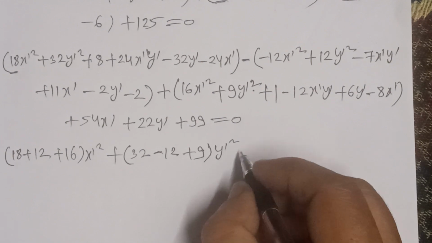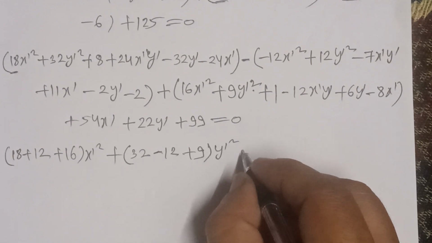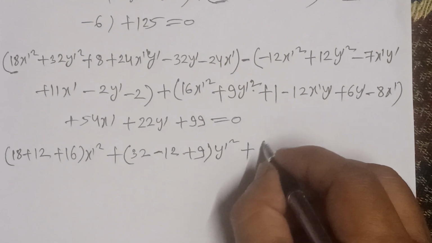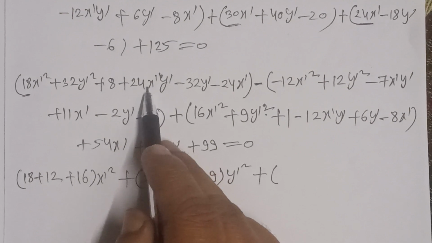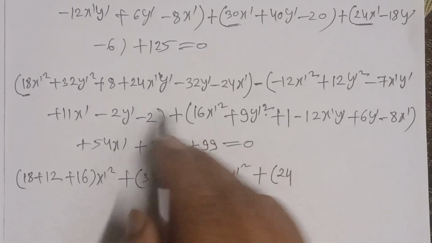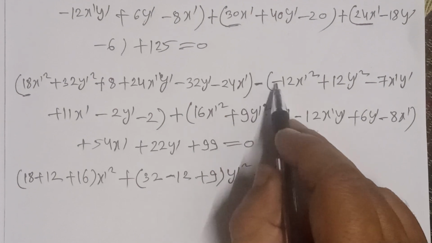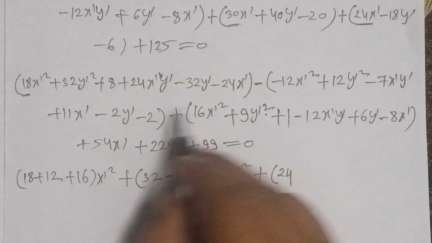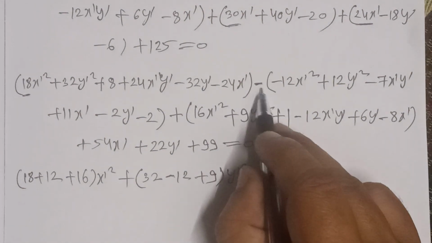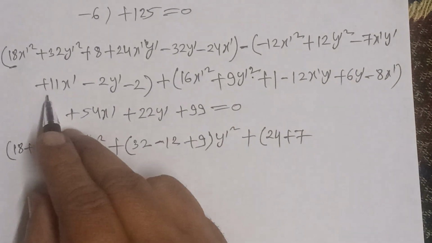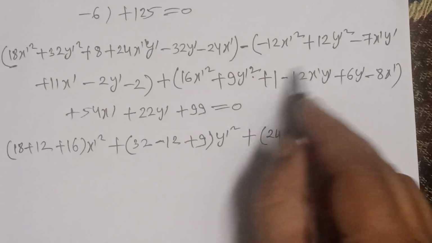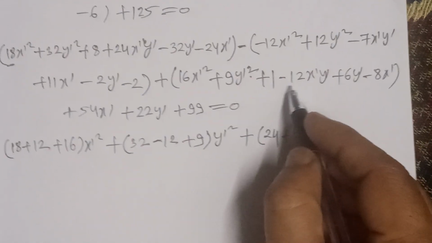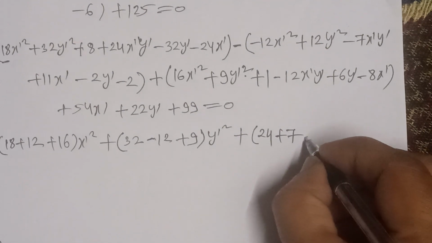we go to find the coefficient of x dash y dash. The coefficient of x dash y dash, first we get here is 24, and on opening this bracket, the sign of this becomes plus 7, which is the coefficient of xy, and in this term we get this coefficient is minus 12.